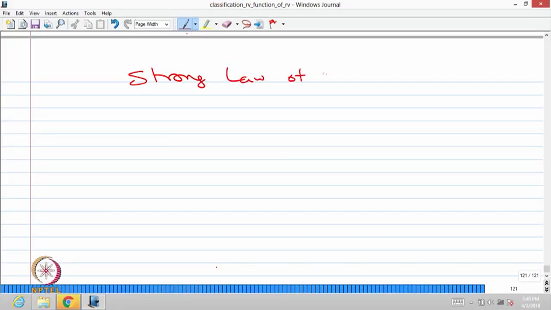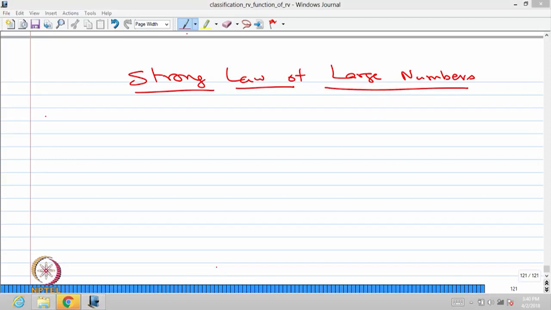Now, we will move into the second law of large numbers, that is the strong law of large numbers. Let me give the definition in the form of a theorem.